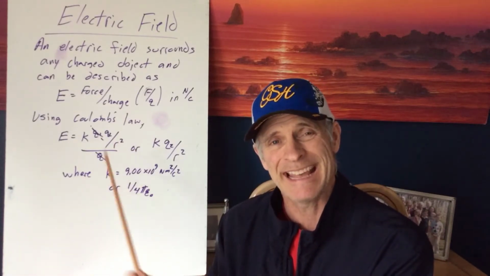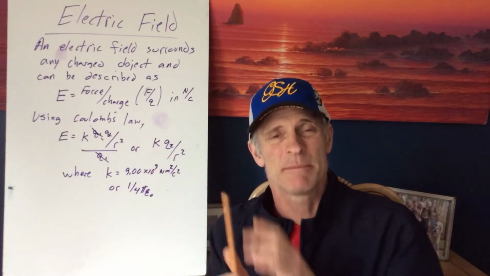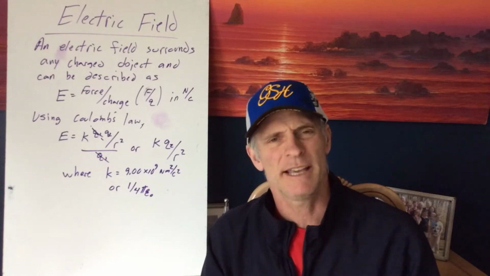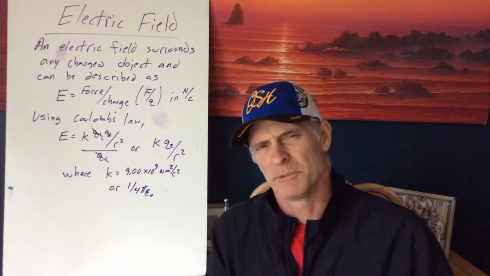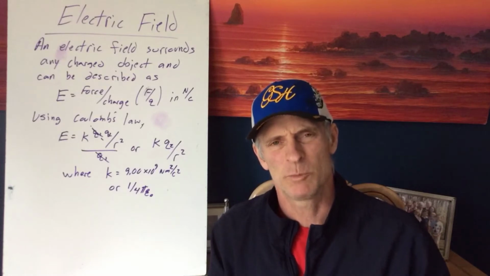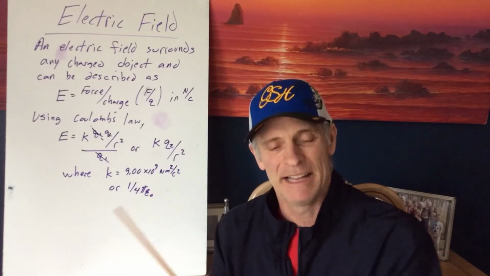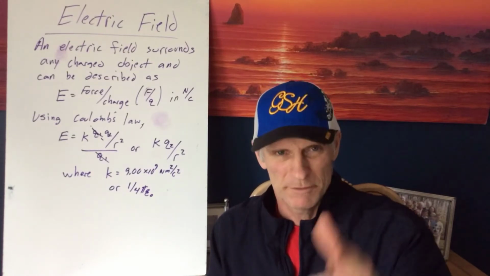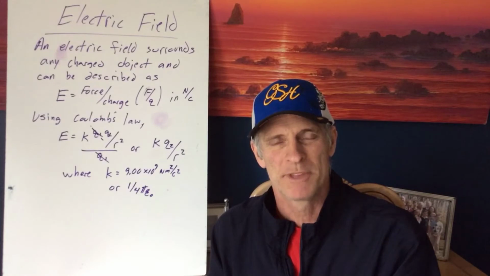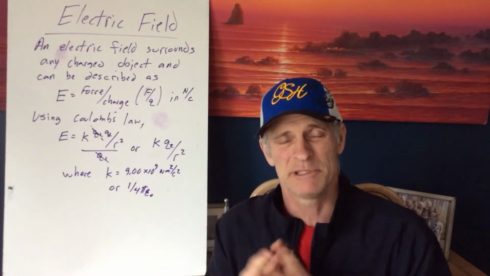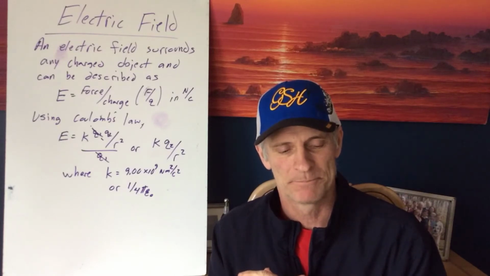We've got to remember that k is 9 billion, or 9 times 10 to the 9th newton meter squared per coulomb squared. We could also look at that a little bit differently from something called the permittivity of free space, epsilon naught. That's 8.85 times 10 to the negative 12th. If you look in your book, you'll see a few examples of that. We're not going to go too in depth with that, but it's important that you know where k comes from. 1 over 4 pi epsilon naught is another way of expressing the electric constant k.